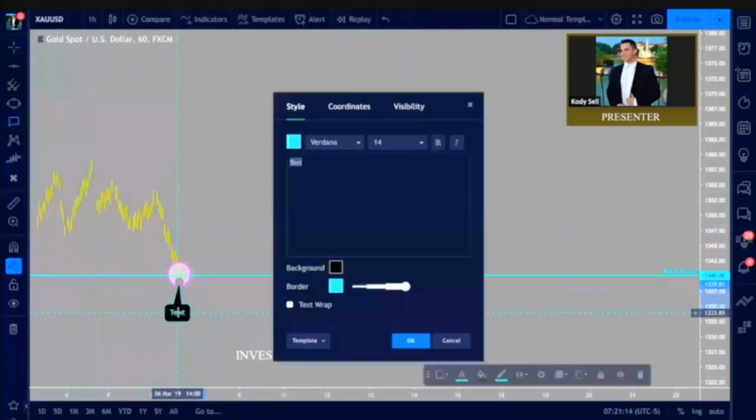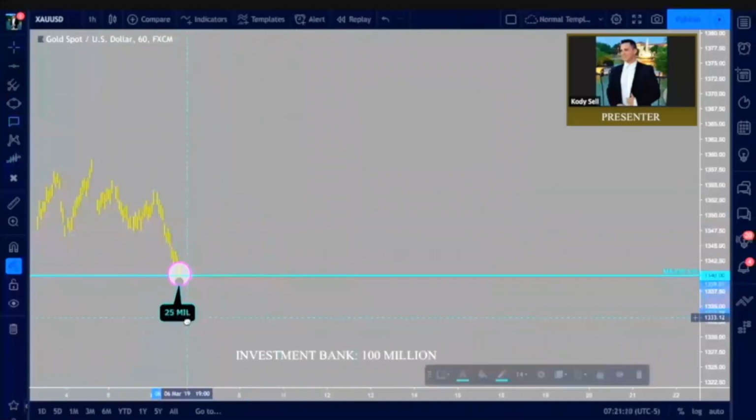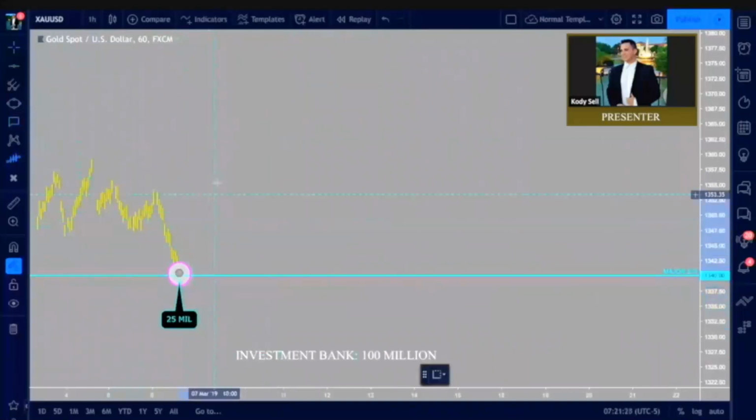Let's say they had an order for 25 million. All right, they had an order for 25 million. Now when this order actually fulfills, what's going to happen is it's going to cause price to shoot up. So when they click buy for $25 million, it's going to cause the price to rise because there's more demand caused by this investment bank.